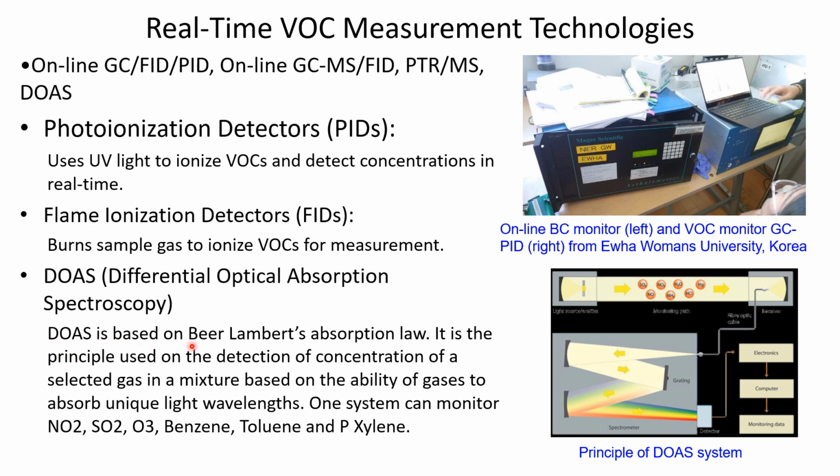So DOAS is based on the Beer-Lambert absorption law. So the principle is to detect the concentration based on the ability of gases to absorb unique light wavelengths. So one DOAS system can monitor NO2, SO2, ozone, and BTEX: benzene, toluene, and xylene.